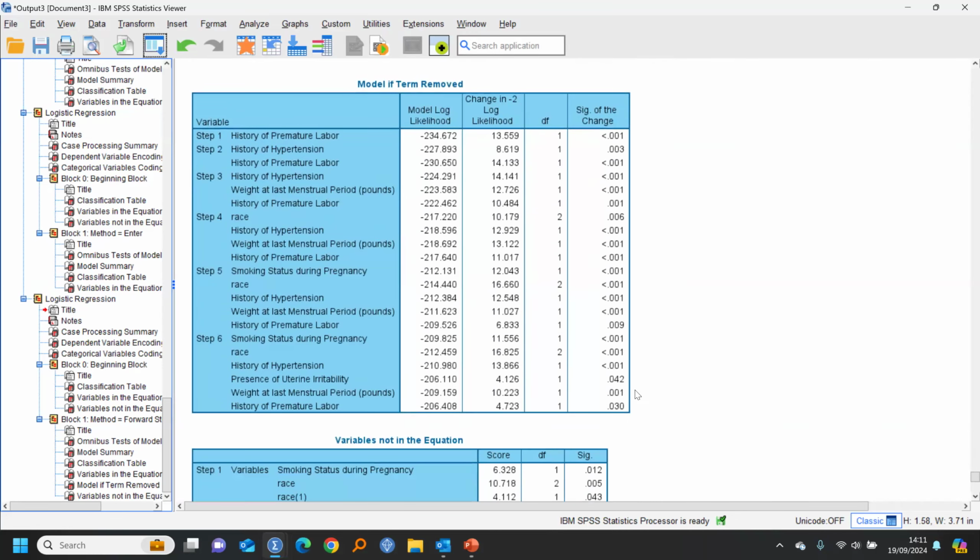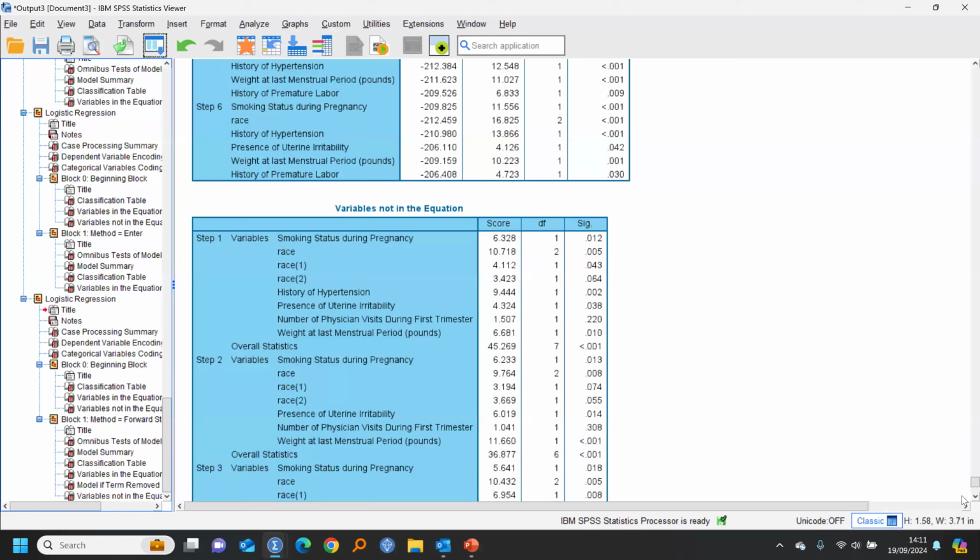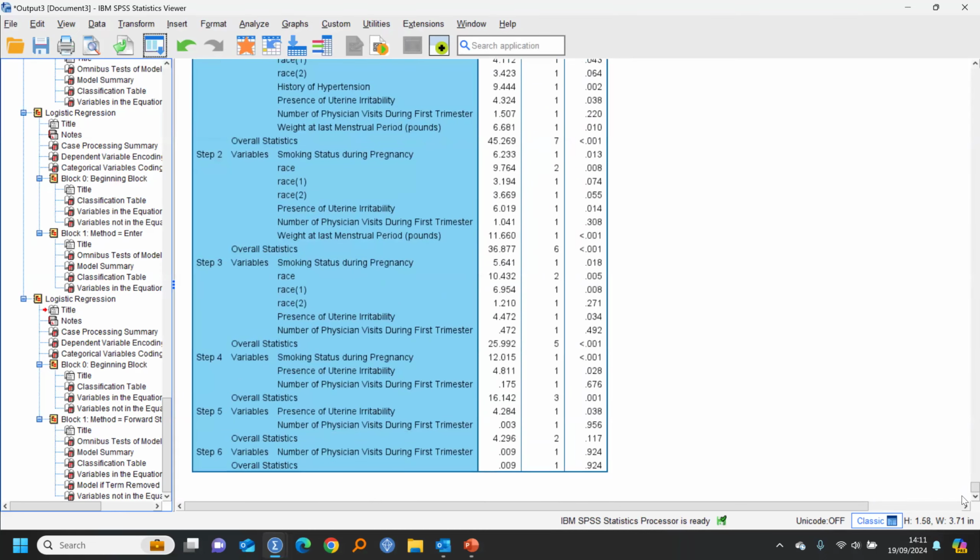And it actually tells you whether or not, if you remove each of these terms, each of these factors, it would make a statistically significant difference. And you want these all to be statistically significant, less than 0.05. It gives us information on variables not in the equation.